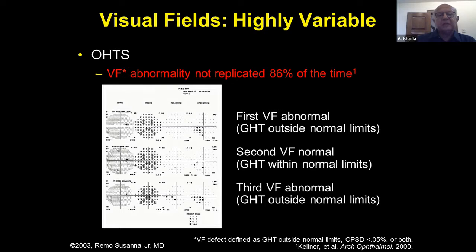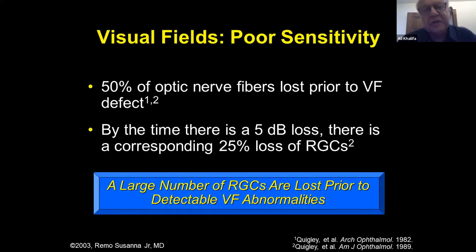Visual field abnormalities are not replicated 86% of the time. First, we have an abnormal field, then the second field followed is normal, then the third field is outside normal limits. And visual fields have a poor sensitivity too.